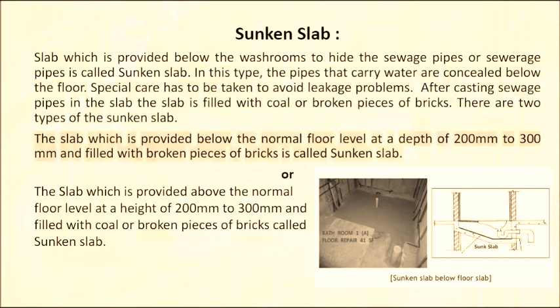The slab which is provided below the normal floor level at a depth of 200 mm to 300 mm and filled with broken pieces of bricks is called a sunken slab. Or the slab which is provided above the normal floor level at a height of 200 mm to 300 mm and filled with coal or broken pieces of bricks is called a sunken slab.